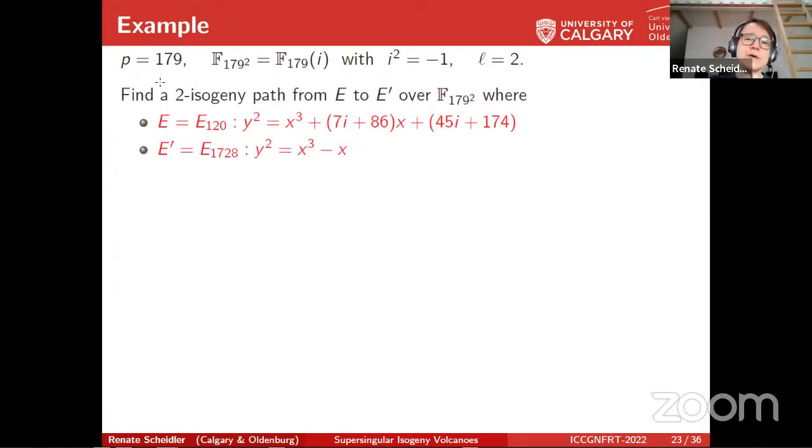And we want to find a 2-isogeny path from this curve to this curve, where the subscripts of the curves are always going to be the j-invariants. So this curve has j-invariant 120. It's defined over F_p squared. And this curve has a known endomorphism ring, and it has j-invariant 1728. So this is our task.